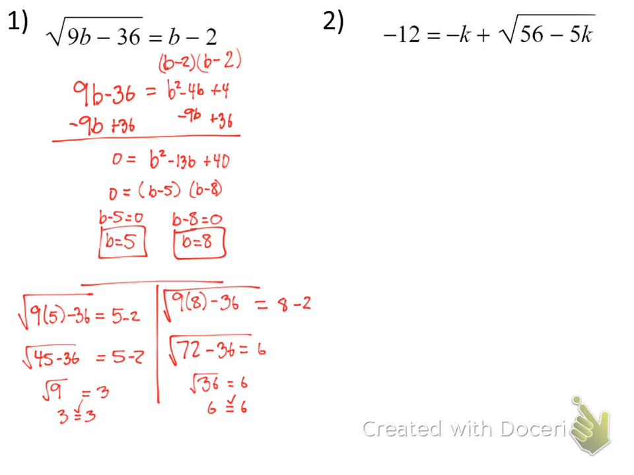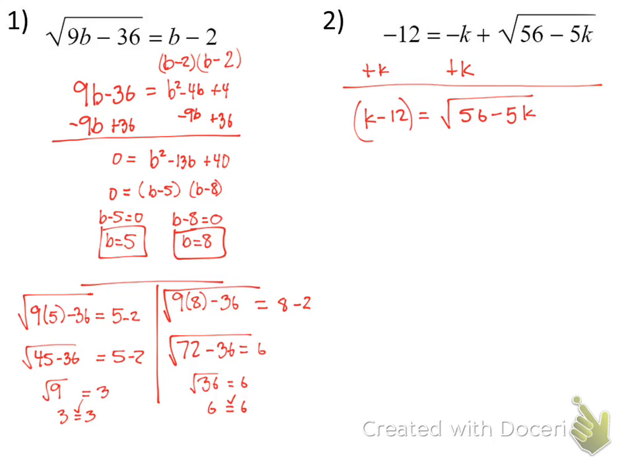Okay, number 2. Now this one's a little trickier, right? Because step 1, is my radical isolated? Is it isolated on one side? No. We need to isolate it first, okay? So any other terms that are there, such as this negative k, it needs to get out of the way. So we're going to do the inverse of minus k, which is plus k on both sides. First, this is your first step. So we have k minus 12 is equal to positive radical 56 minus 5k.